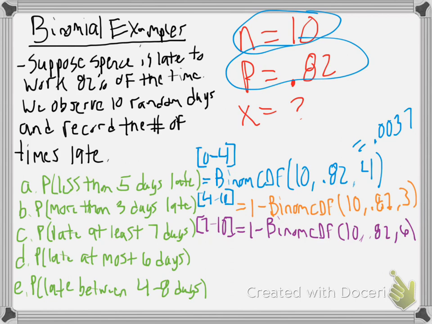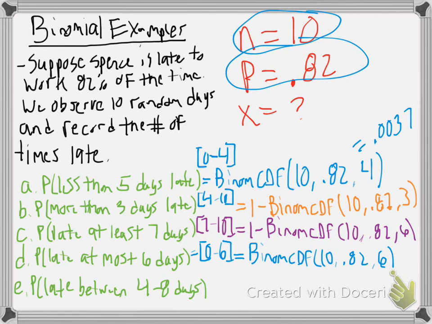Okay, the next problem. Let's say we want to do the probability that I'm late at most 6 days. At most means 0 to 6. At most, remember, is a little backwards. At most and at least are kind of reverse of what you initially would think. At most, 6 days means 0 to 6. Well, this is easy. This is exactly what the binomcdf does. We can just enter in binomcdf of 10, .82, and then 6. And that will give us our answer because that will add up from 0 to 6.